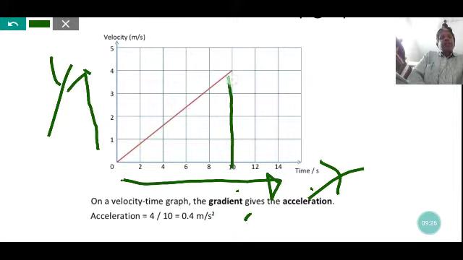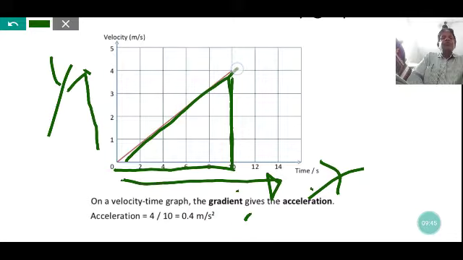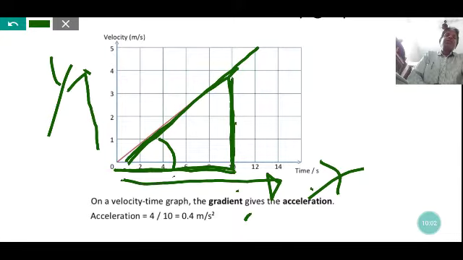Now this line divided by this line gives the slope of this line. It is a right triangle, and the perpendicular by base for a right triangle gives the slope of the hypotenuse. The hypotenuse is represented by the velocity time graph. The ratio of perpendicular and base gives the value of the slope, the acceleration. The hypotenuse represents the velocity time graph.